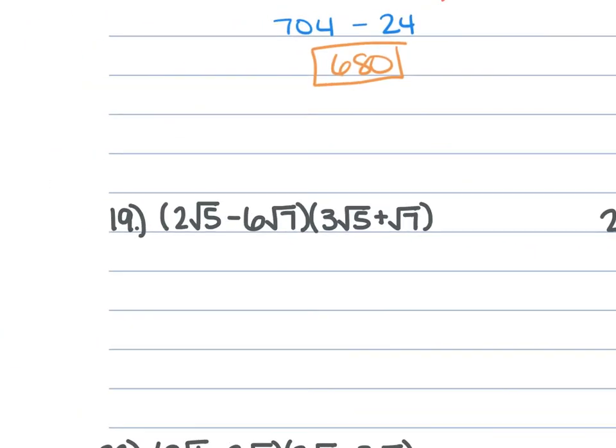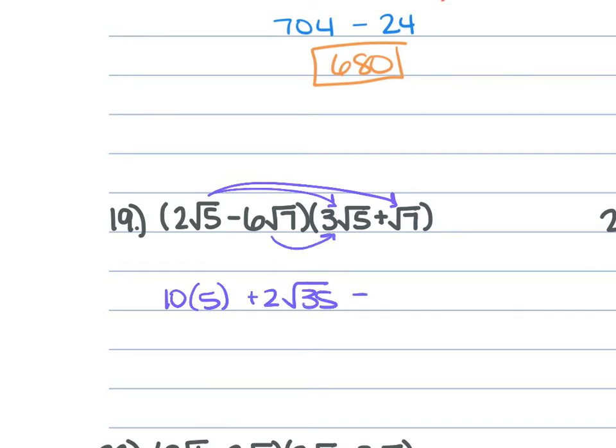For 19, we're FOILing again. So 2 square root 5 times 3 square root 5 is going to give us 6 times 5, or 6 times the square root of 25. 2 square root 5 times the square root of 7 is 2 square root 35. The negative 6 square root 7 times 3 square root 5 is negative 18 square root 35. And the negative 6 square root 7 times square root 7 is going to be negative 6 times 7, or negative 6 square root 49.